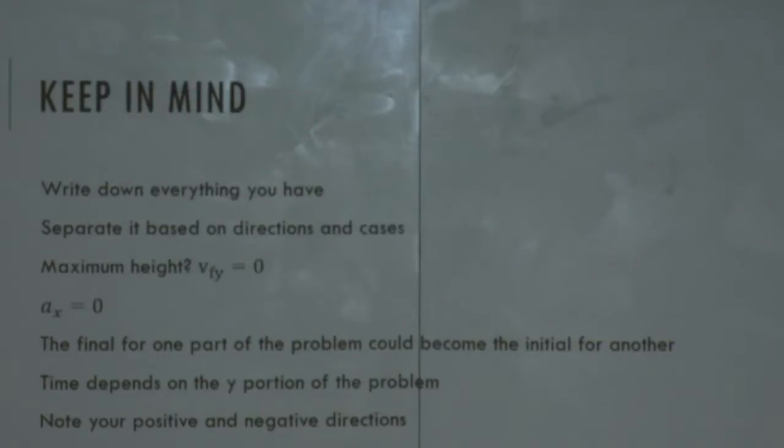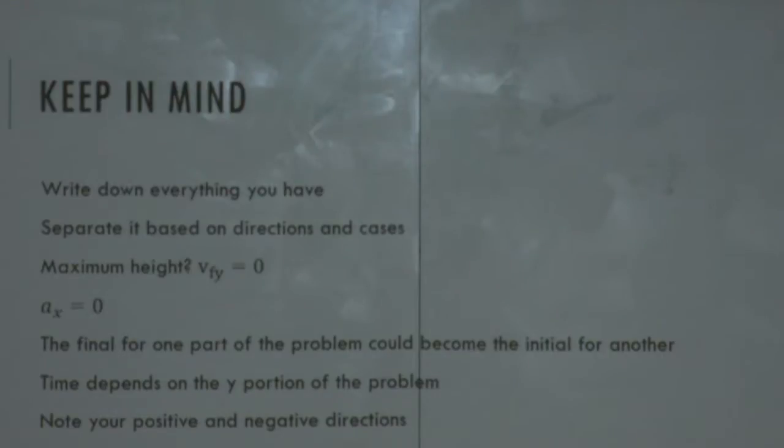So to solve a kinematics problem, keep in mind you want to write down, first of all, everything you have in terms of your variables. You want to separate it based on directions and cases. By cases, I mean basically where your acceleration changes. All of these have to be used with constant acceleration, so as soon as you change an acceleration, you have like a new scenario, basically. Remember that at your maximum height, your v final in the y direction will be 0.